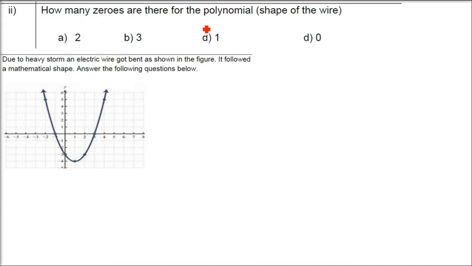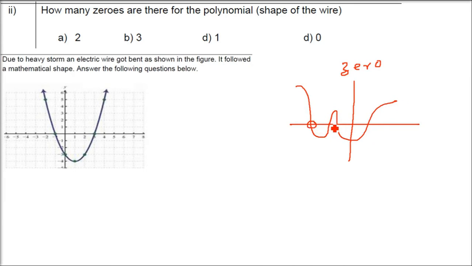How many zeros are there for the polynomial? So the shape of the wire. See, what is a zero? Whenever you have an expression or a function that shows some figure, the number of times this figure or shape intersects the x-axis, that is the zeros. That is only the zeros. So this is 1, 2, 3, 4. Four times it is cutting this particular figure. So there are 4 zeros for this figure.